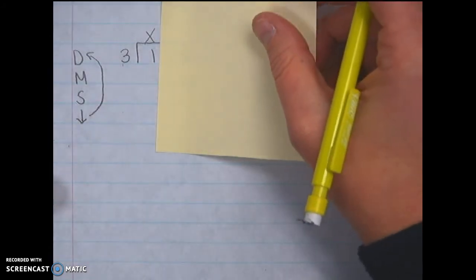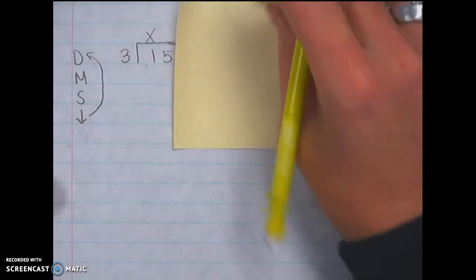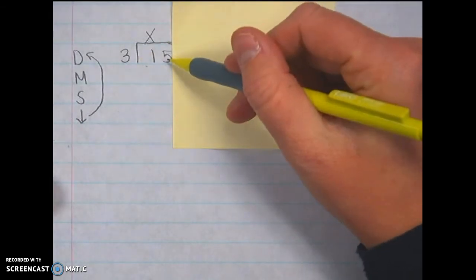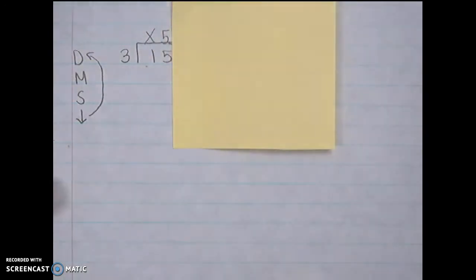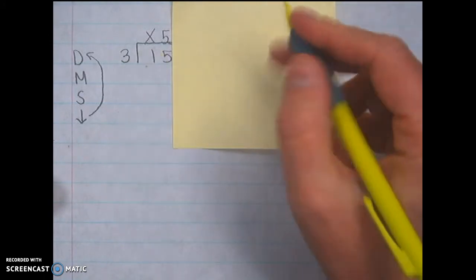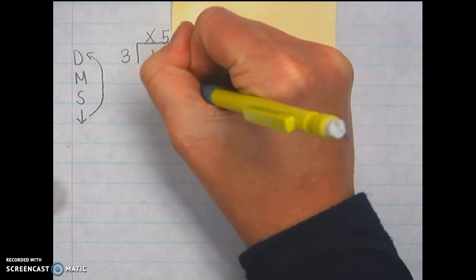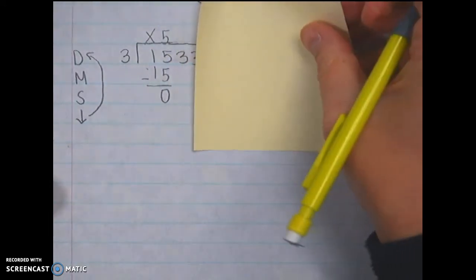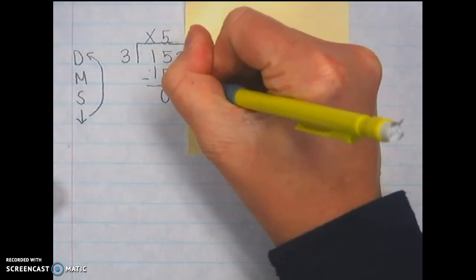Because 3 can't go into 1, I need to grab the next number, and that number would be 15. 3 goes into 15, because I'm still dividing, 5 times. Now it's time to multiply. 5 times 3 is 15. My next step is to subtract. When I subtract, I have 0. Now I'm going to bring down the next number, which is 3.